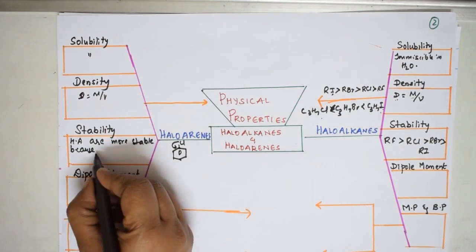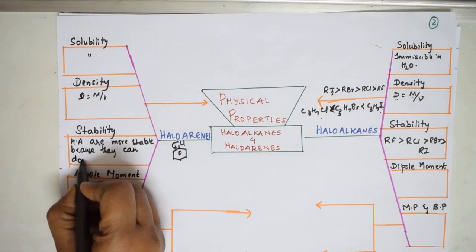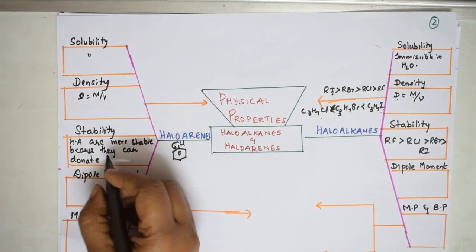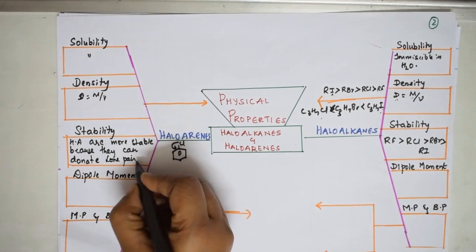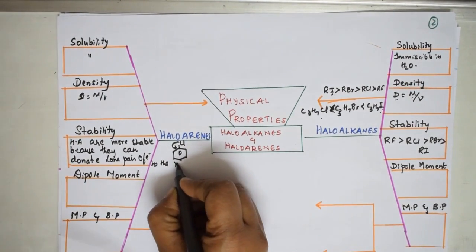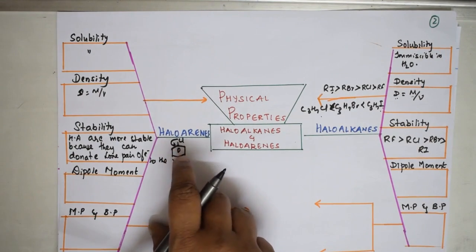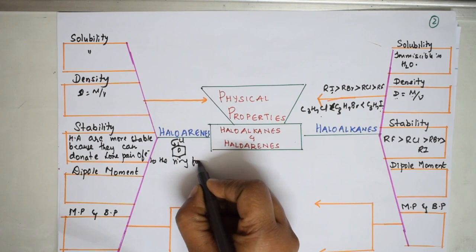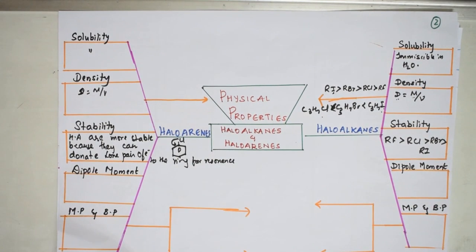So they are more stable because, what is the reason, students? They can donate lone pairs of electrons to where? To the ring. Because of this, what will happen inside the ring? Resonance happens, isn't it? So let us write that: ring for resonance. Okay, my handwriting is a bit bigger, so the box is not sufficient. It's okay, for us content is important, right? Next, so this is the stability of both.